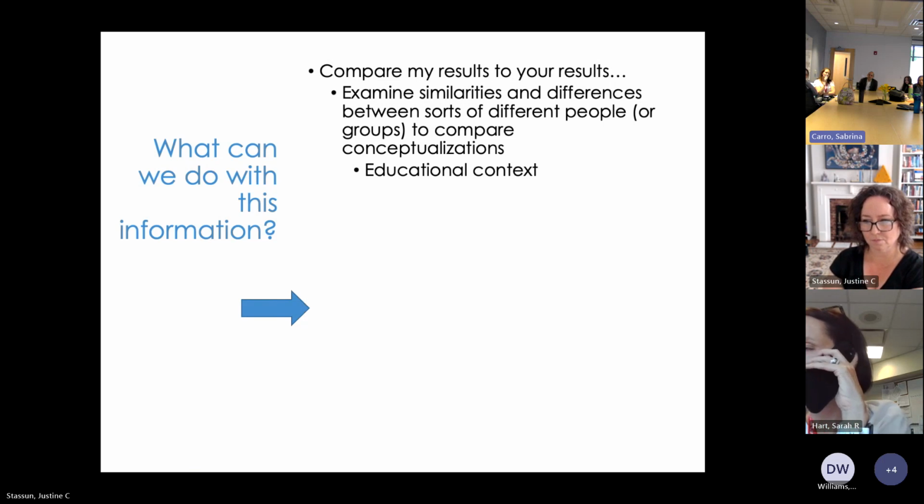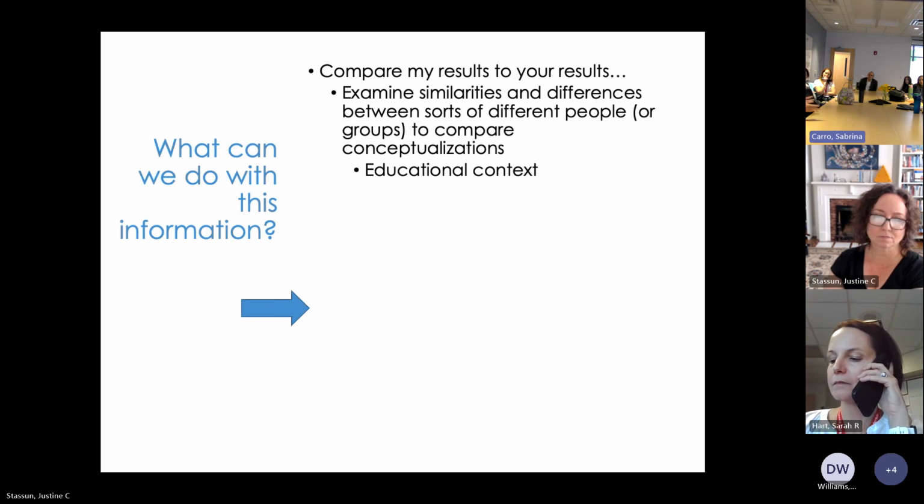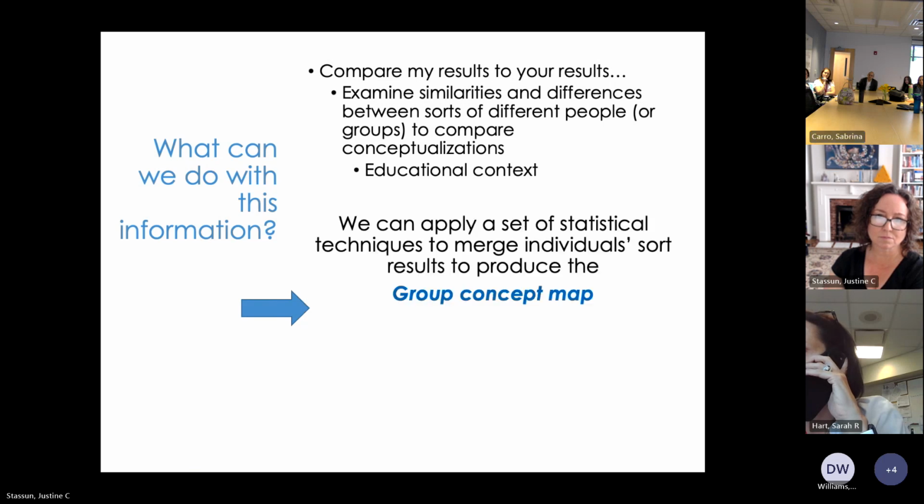If you search for concept mapping, you'll find a lot of that. But as researchers who are interested in group-based conceptualization, what can we do with the data that we just got? Go ahead. We are going to apply some statistical techniques to every individual sort. Everyone does have their own sort, and we're going to produce a map, and we're going to use a couple of techniques.